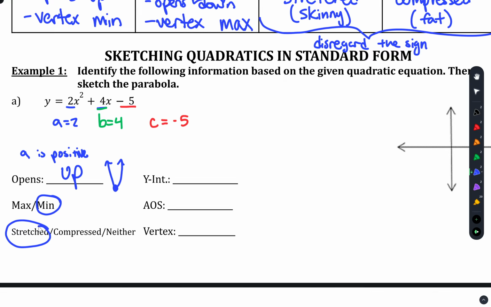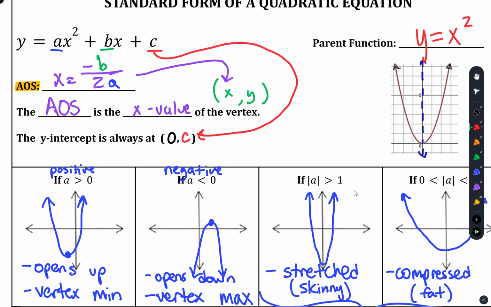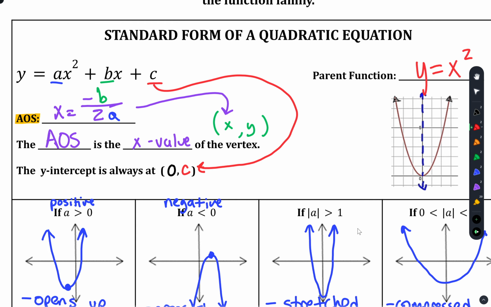Questions on that part? Here's the tricky part. Now we're going to talk about the location. Where am I going to actually plot this graph? The first thing is the y-intercept. What's the y-intercept of this graph? 0, negative 5. Perfect. The axis of symmetry comes from this formula right here, which is negative b over 2a.